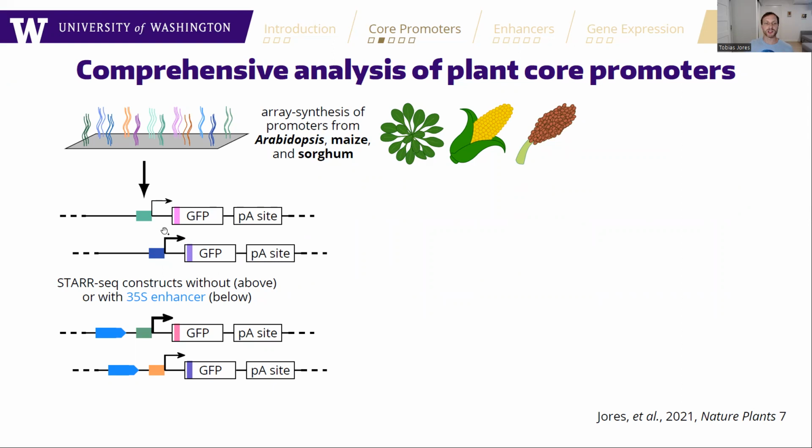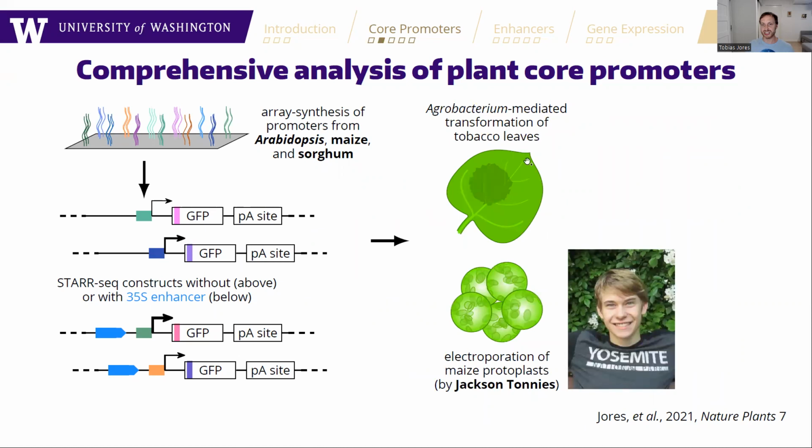So now it's this core promoter library that is driving the expression of the reporter gene. And I was also curious if these core promoters can interact with additional cis-regulatory elements. And so I created a second library where I cloned the 35S enhancer upstream of the core promoter library. These libraries were then again tested in a pooled fashion by transiently transforming tobacco leaves as well as maize protoplasts.